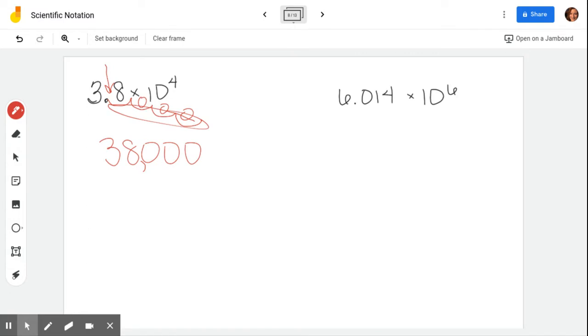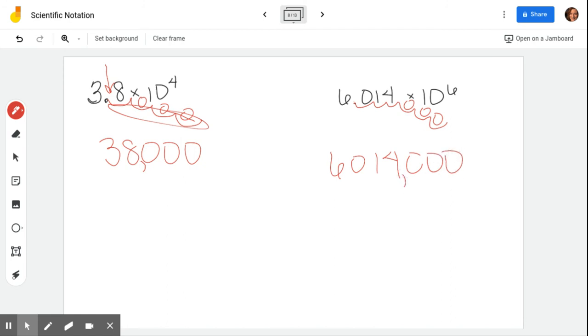The next one says 6.014. My exponent's a positive 6, so it's telling me to go right 6. So I'm going to pick it up and go 1, 2, 3, 4, 5, 6. Fill in all those gaps with zeros, and now rewrite it. So I have 6, 0, 1, 4, 0, 0, 0.